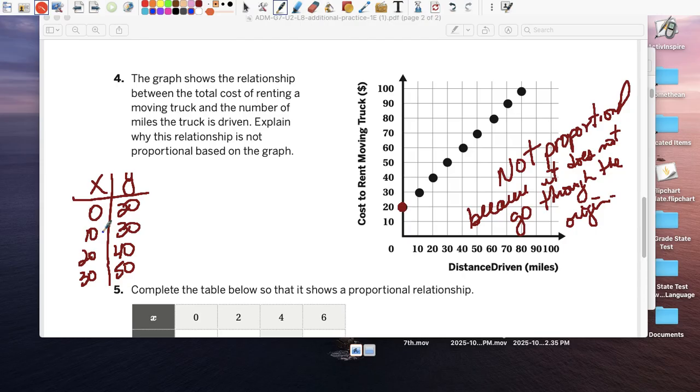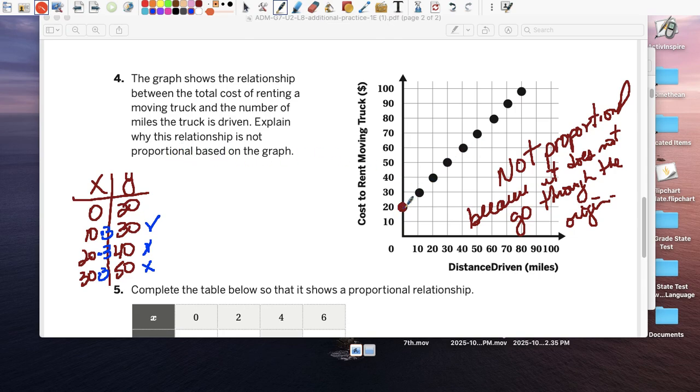So let me just pick here. 10 times 3. So this should have been times 3. This should have been times 3. So this is a yes, but it fails here because it's not times 3, and this is not times 3. So from the table, you can see that it's not proportional, and from the graph as well, you can see that it's not proportional.